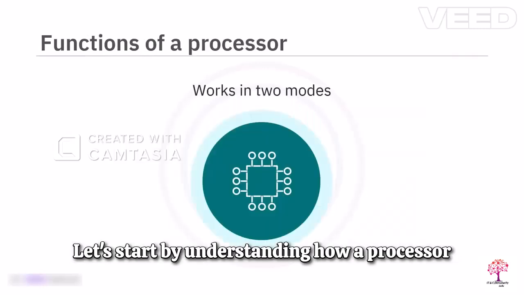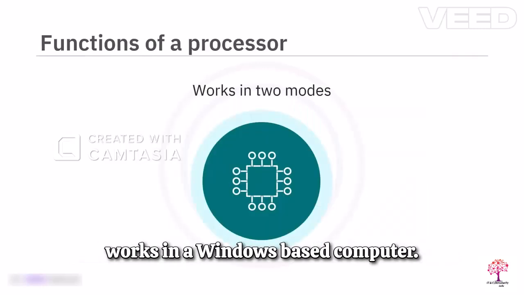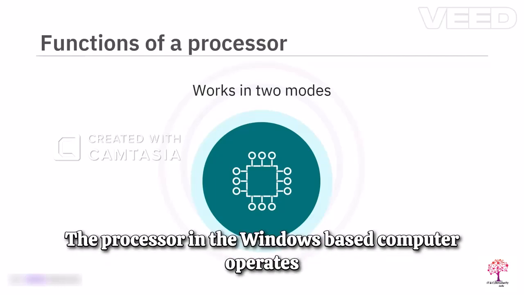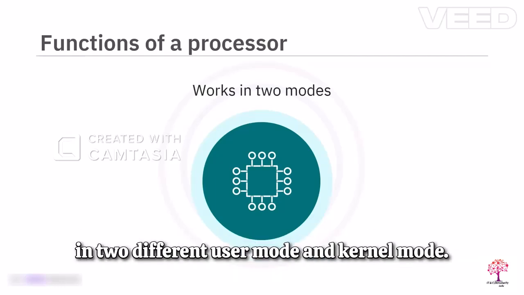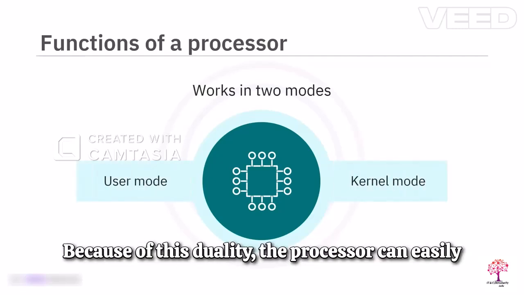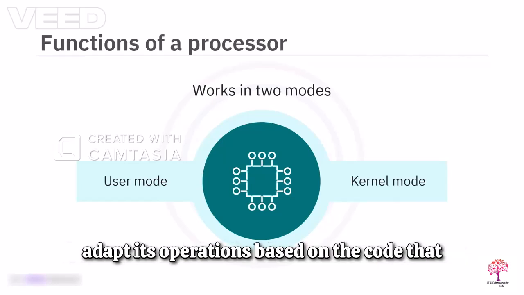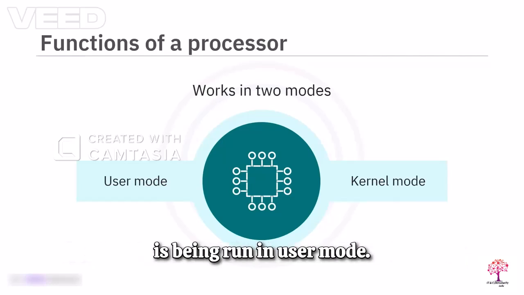Let's start by understanding how a processor works in a Windows-based computer. The processor in the Windows-based computer operates in two different modes, user mode and kernel mode. Because of this duality, the processor can easily adapt its operations based on the code that is being run.